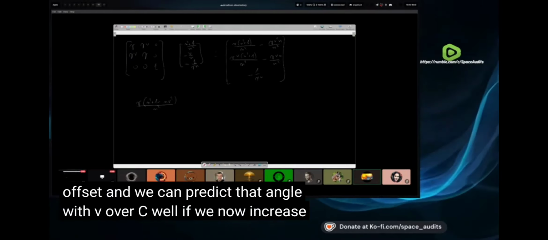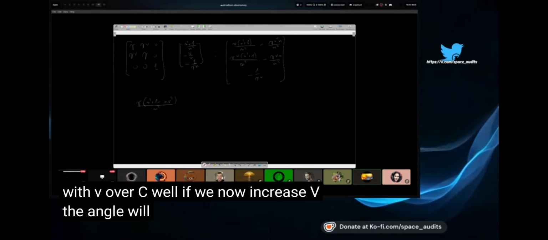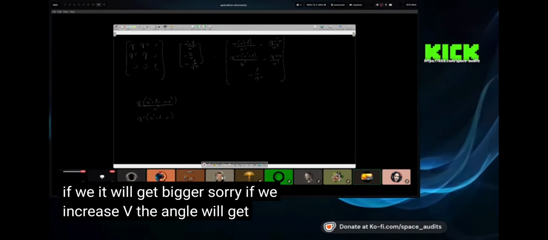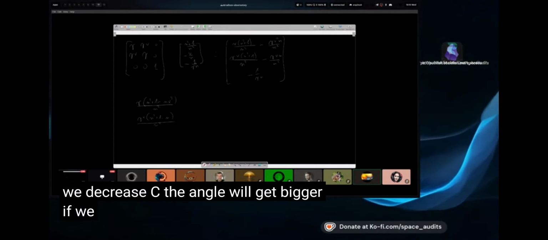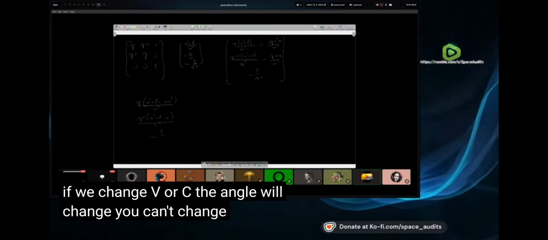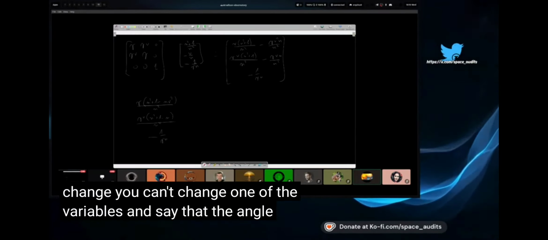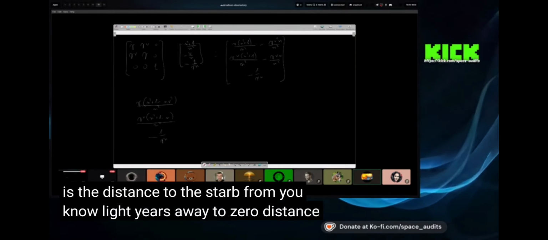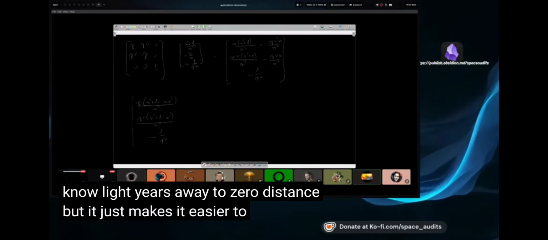Well, if we now increase V, the angle will get bigger. If we decrease C, the angle will get bigger. If we change V or C, the angle will change. You can't change one of the variables and say that the angle wouldn't change. The only thing I changed is the distance to the star from light years away to zero distance, but it just makes it easier to visualize.